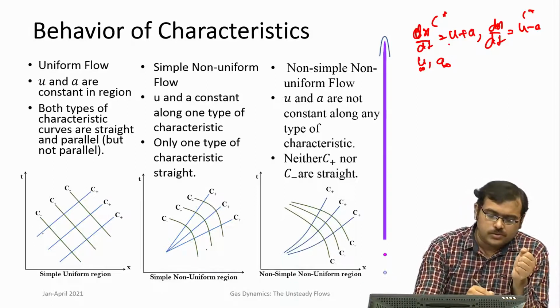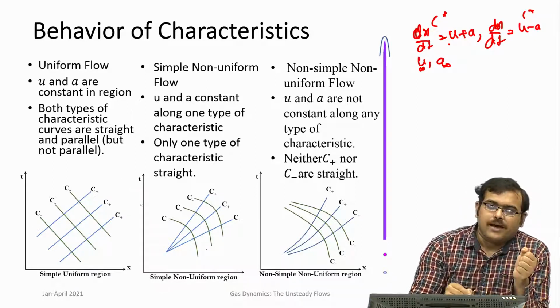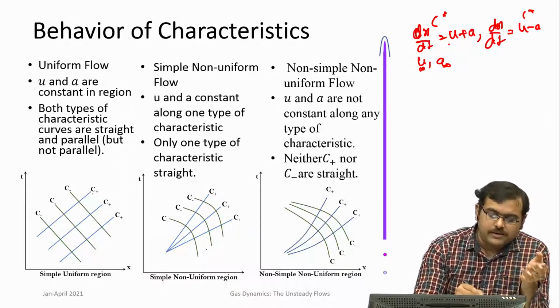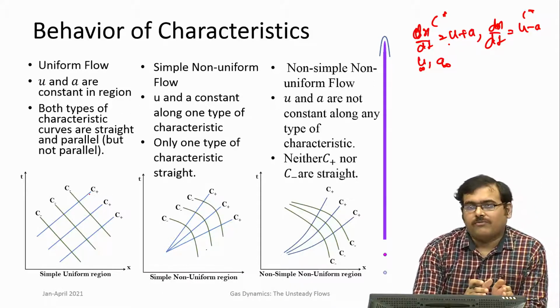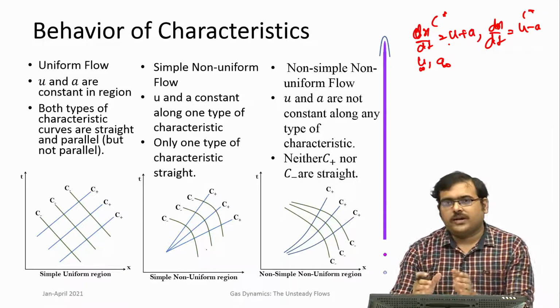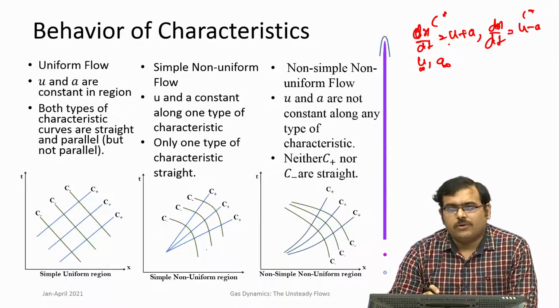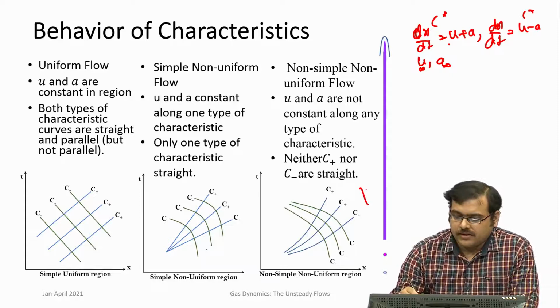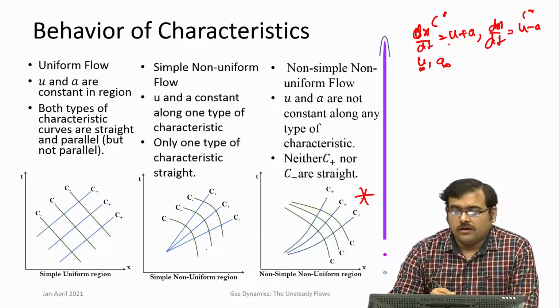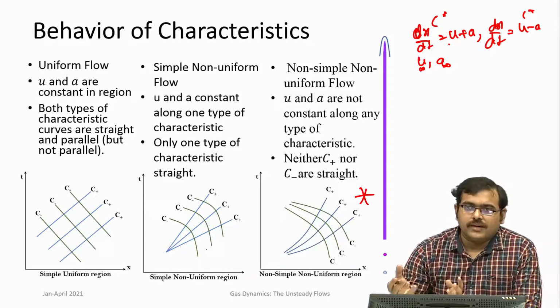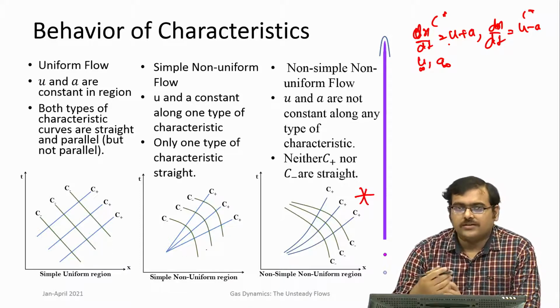So you have two sets of straight parallel lines, so they are always parallel, they are straight in a uniform flow. While if you take a completely non-uniform flow, that is represented here, u and a are not constant anywhere, so in general they are changing everywhere.